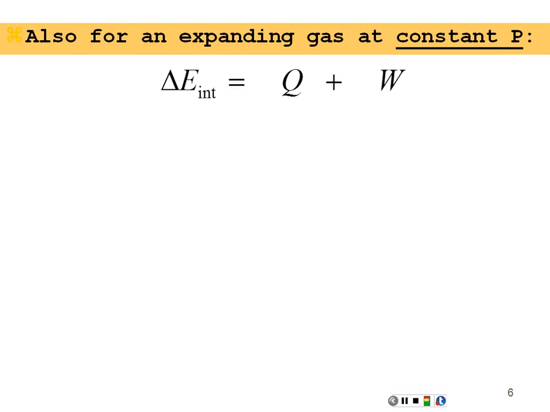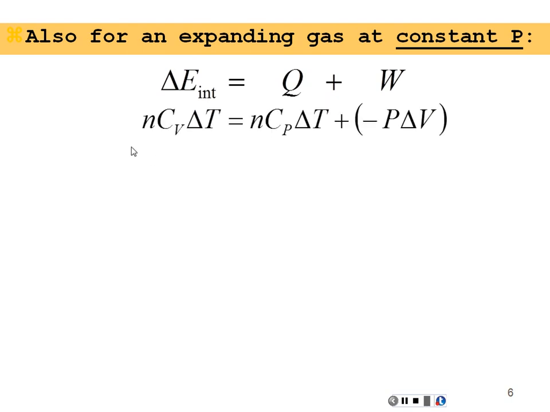Also, if we have an expanding gas at constant pressure, we would say by the first law of thermodynamics, change in internal energy is equal to the heat added to the system plus the work done on the system. And putting in our numbers, we know that for any change in internal energy, we're going to have n molar specific heat at constant volume delta T. For a constant pressure, our heat added is going to be n molar specific heat at constant pressure delta T. And if the pressure is constant, only changing the volume, we have that our work done on the system will be a negative constant pressure change in volume.